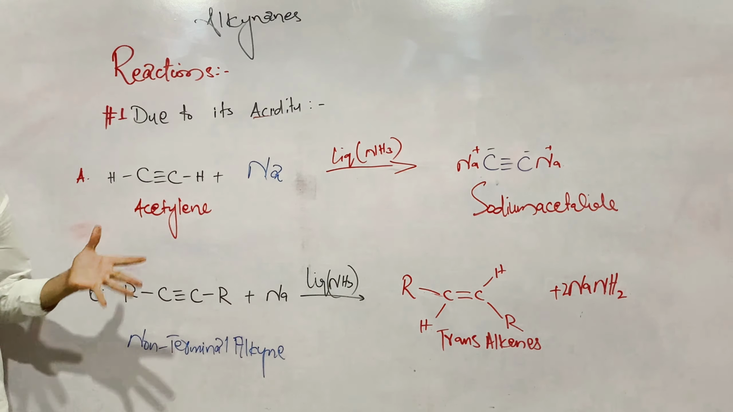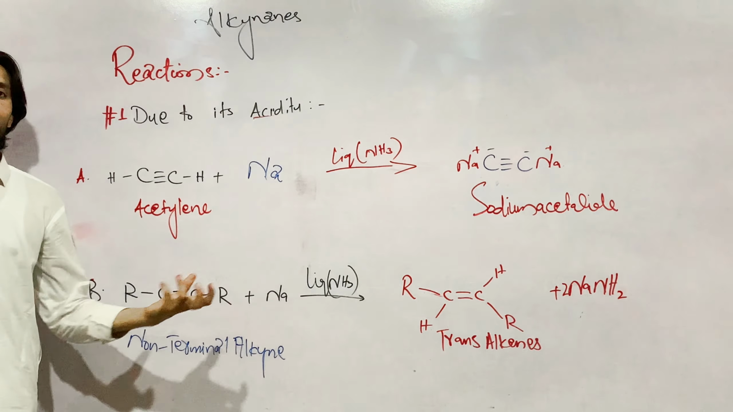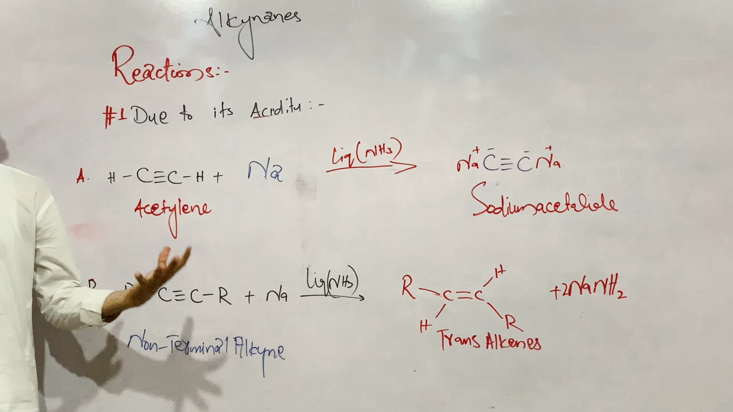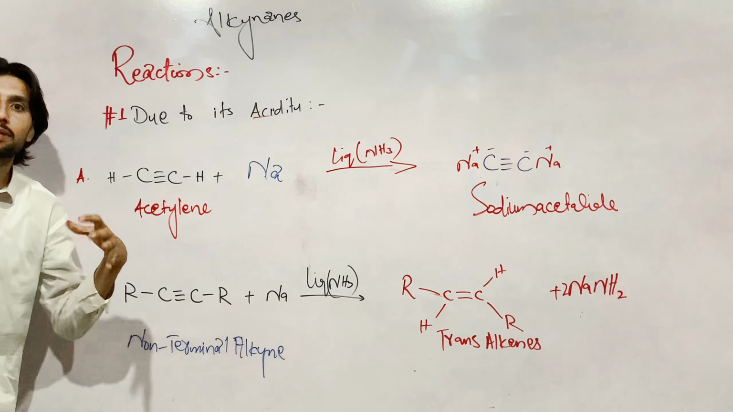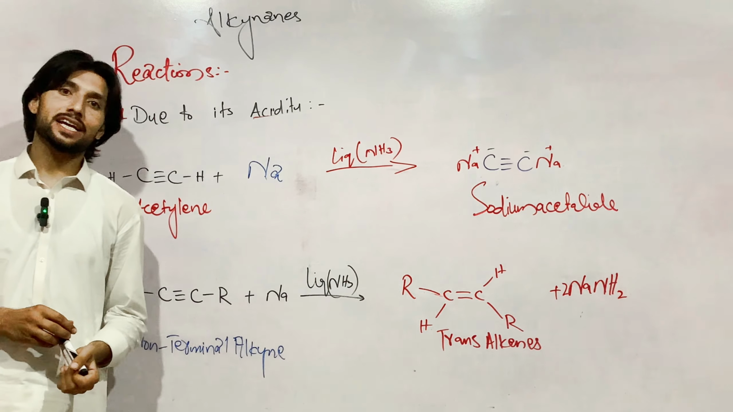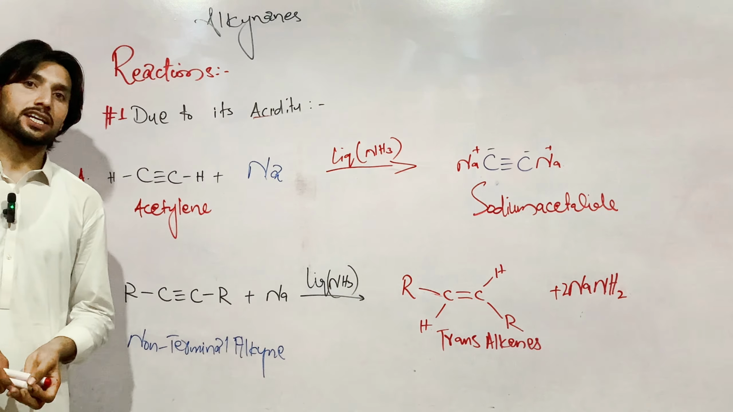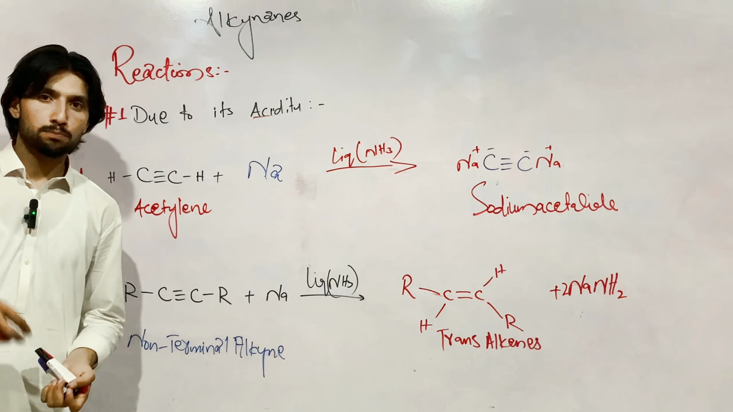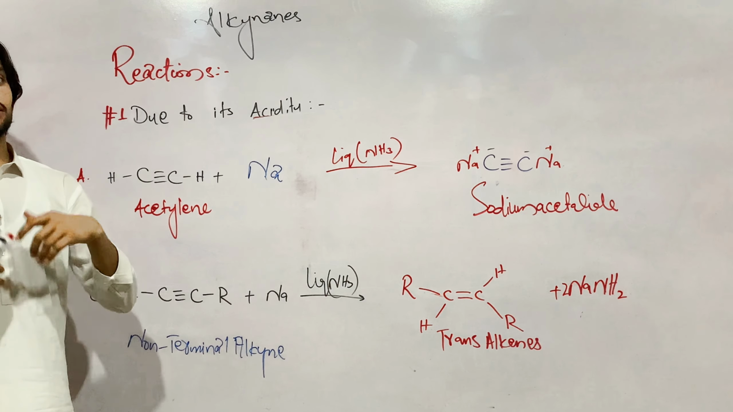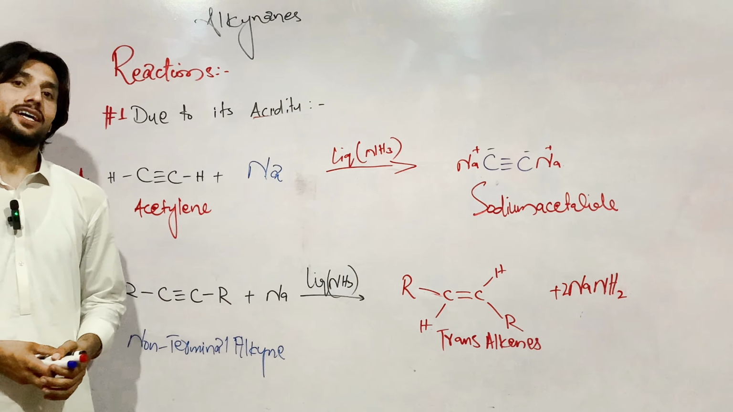Okay, here again, we will see the difference in the reaction of terminal and non-terminal alkynes. If I have a terminal alkyne, like here I'm taking the example of acetylene, when I put acetylene in a liquid ammonia medium and put some sodium in that medium, I will see the conversion of that acetylene into acetylide.